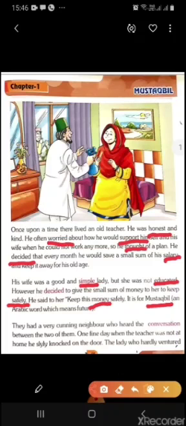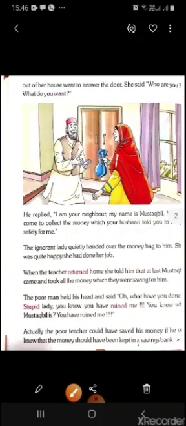One fine day, when the teacher was not at home, he slyly knocked on the door. So, it was that day when the teacher was not at home and his wife was all alone. Then that neighbor very quietly knocked at the door. The lady, who hardly ventured out of her house, went to answer the door. She said, "Who are you? What do you want?"